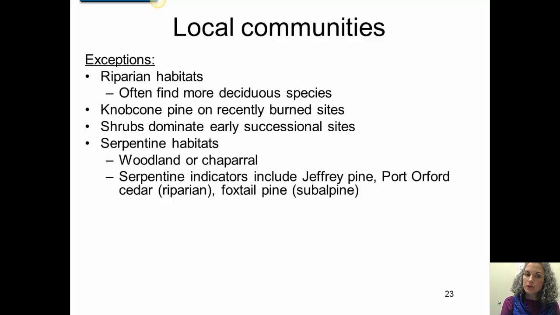And then we're also going to see huge variation in some of the patterns that I just described in local sites where the substrates are ultramafic. Ultramafic soils tend to support a much more open canopy, so maybe more of a woodland rather than a forest. Sometimes we see a lack of trees and shrubs dominating those sites. Keep in mind some really useful indicators of serpentine soils. These include plants like the Jeffrey pine, the Port Orford cedar on wet sites, and then also the foxtail pine in subalpine sites.